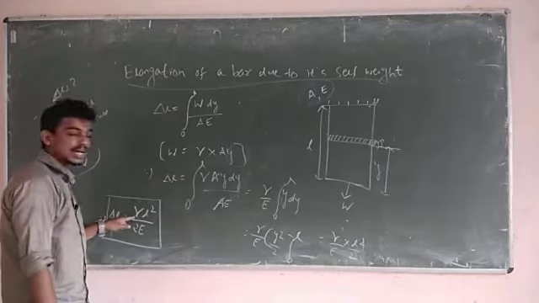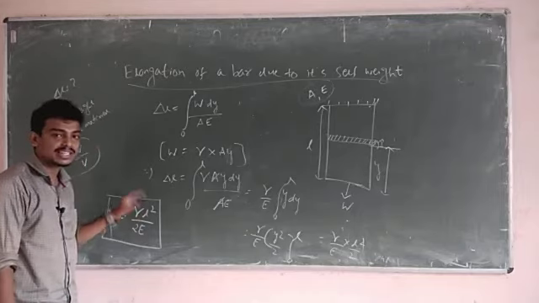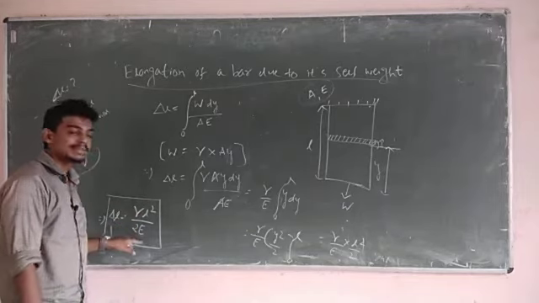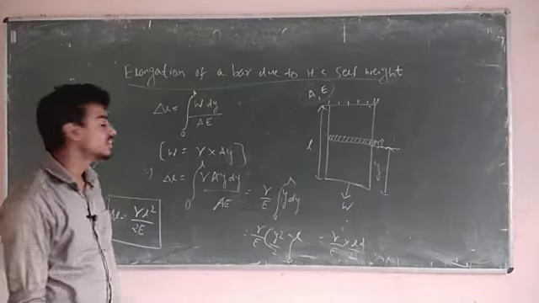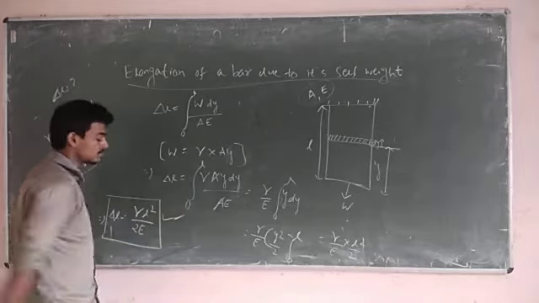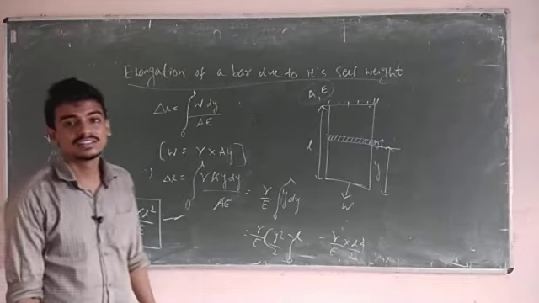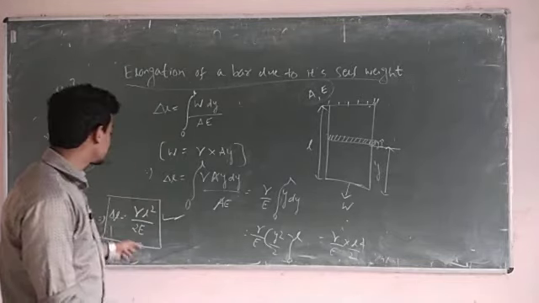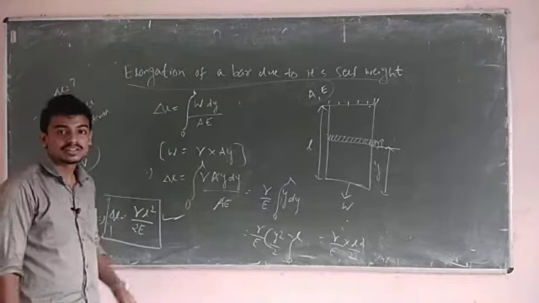Here gamma is the unit weight of the material, L is the length of the material, E means modulus of elasticity of that material. So here is the elongation formula. Hope it is clear. This is a most important formula, remember it.